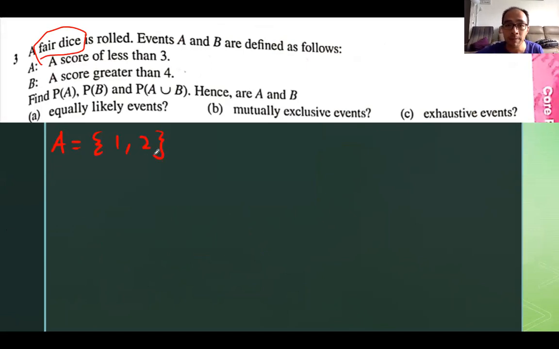Okay, somebody in the previous class and somebody after that asked me, kenapa kalau kita melambung biji dadu bahkan kita boleh dapat nombor kosong?